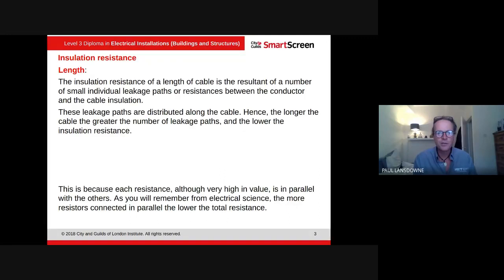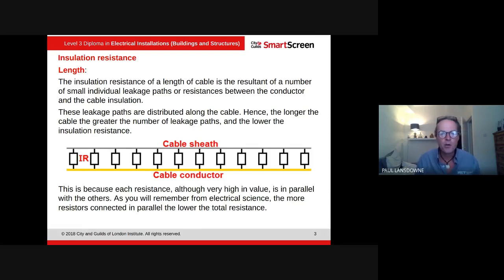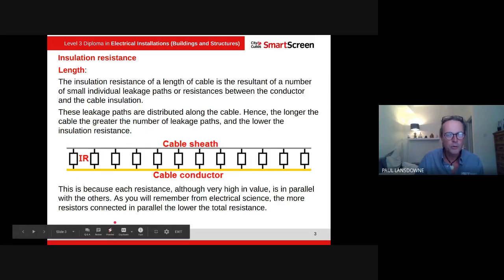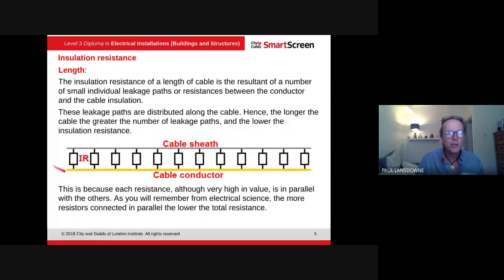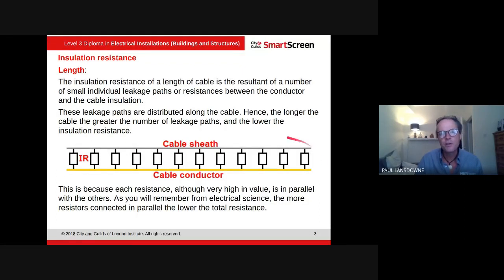This is because each resistance, although very high in value, is in parallel with others, as you'll remember from your electrical science. The more resistors connected in parallel, the lower the total resistance. So here you can see from this example, if we had a smaller area of cable, we've only potentially got 2 areas where we can leak between the cable conductor and the cable sheath. Obviously, the more this increases, the more potential paths we've got, the more parallel paths. So obviously the longer the cable, the more chance that we've got.